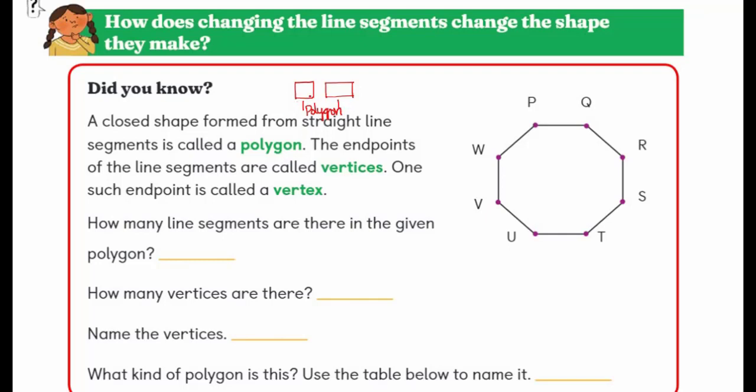See, children, the end points of the line segment are called vertices. These end points are called vertices. Where do we find these end points? In a line segment. One such endpoint is called a vertex. Singular means one is vertex.